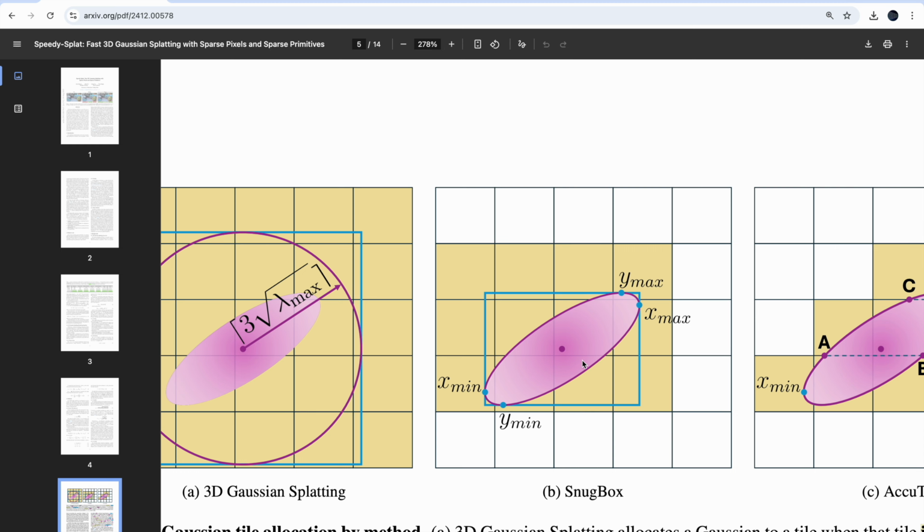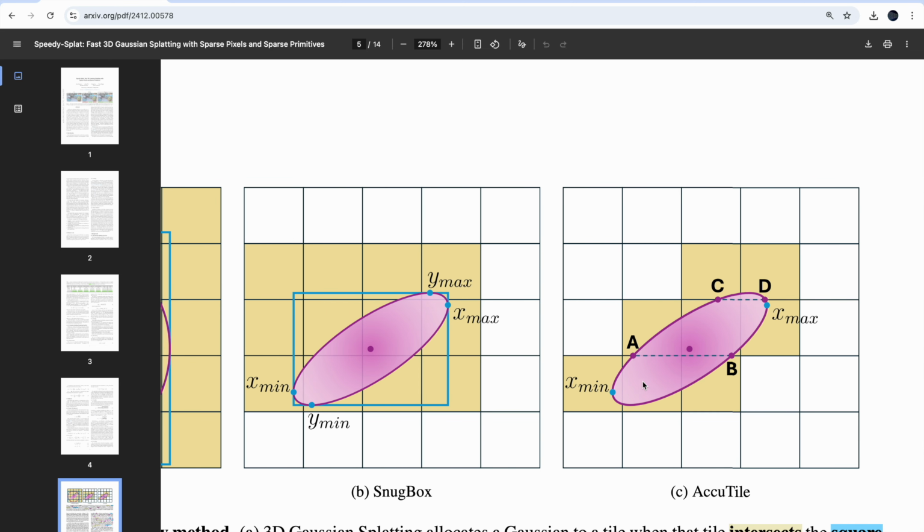And then if you want to go even further, here you can see that there are some tiles that will be considered, that will be used later. Basically, we are going to say, okay, this tile, for example, or this one bottom right, they intersect with the ellipse with that snug box approach. But those tiles do not intersect with the ellipse, so they should not be considered. And therefore, they have an extra step that they call AccuTile that removes those extra tiles.